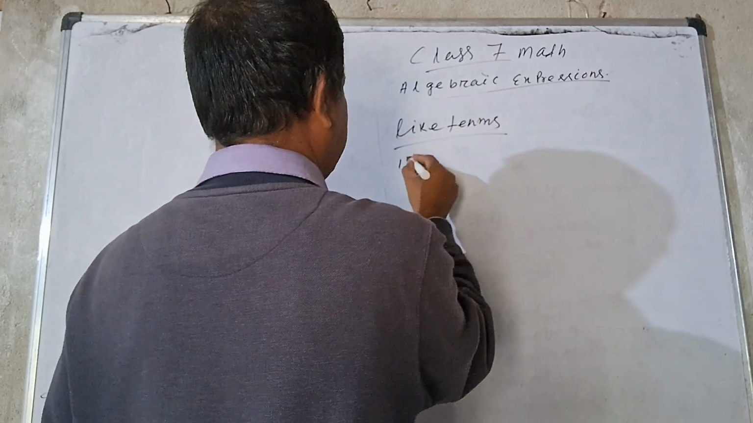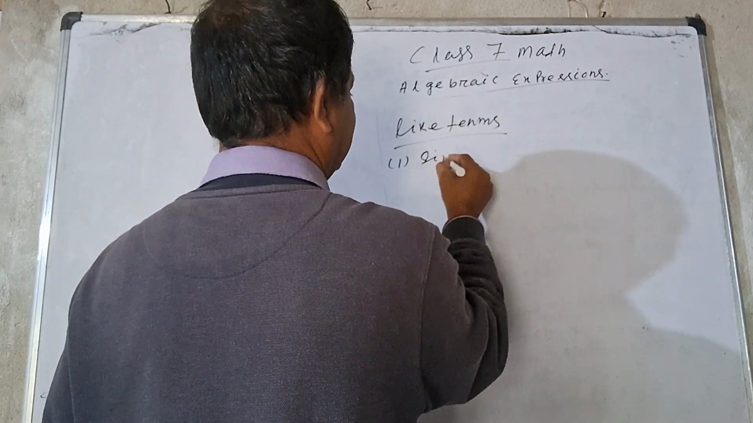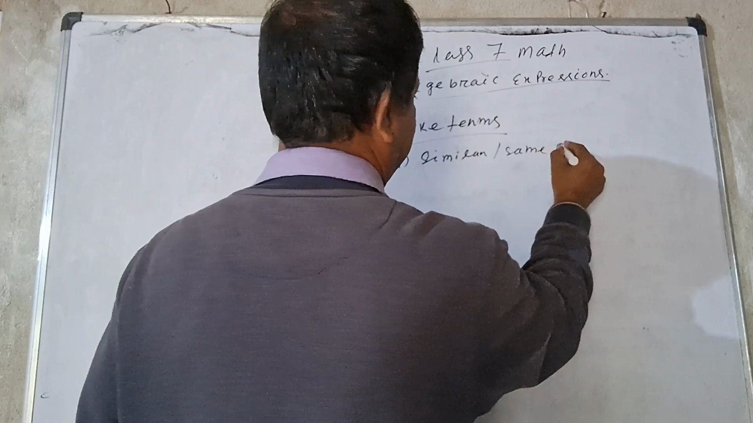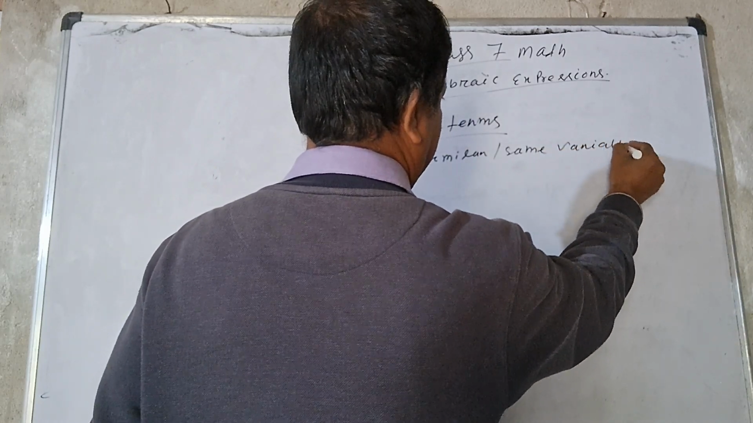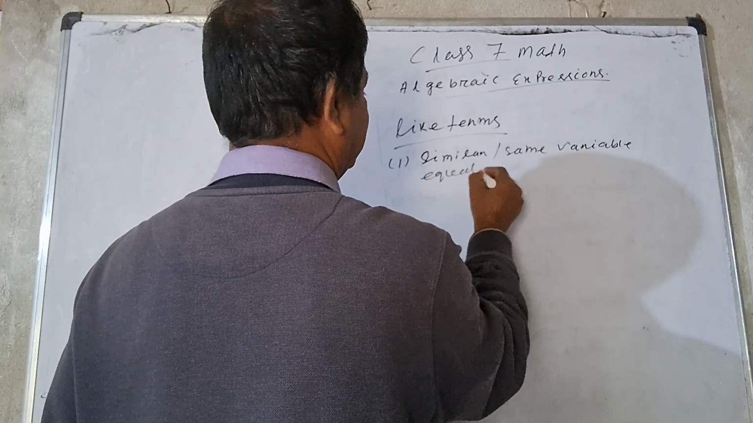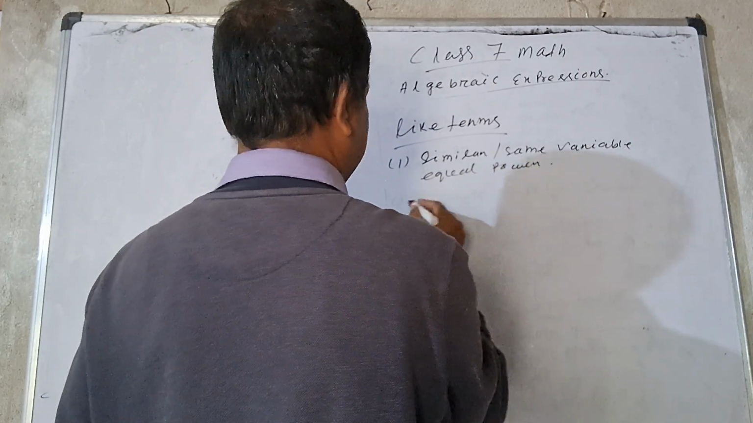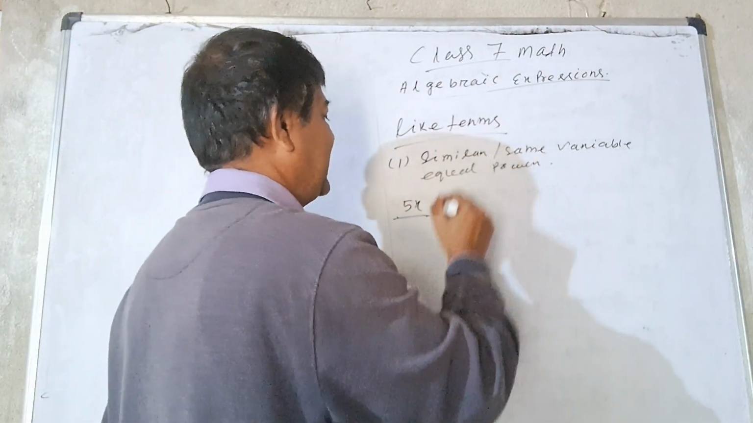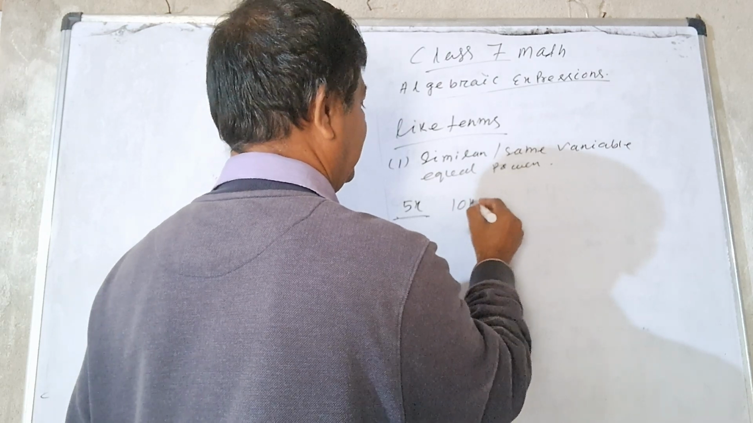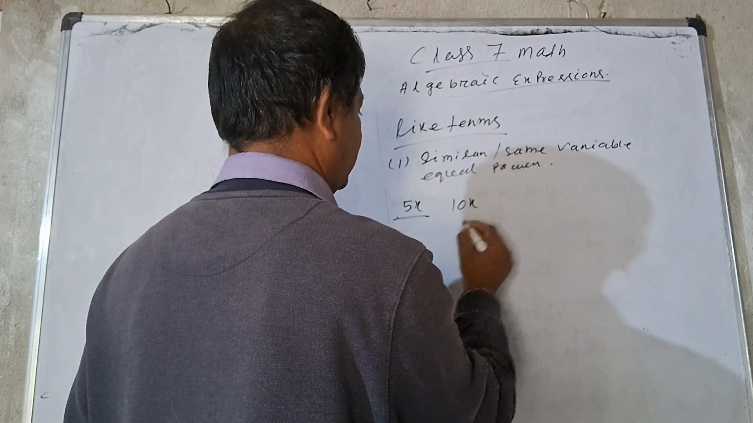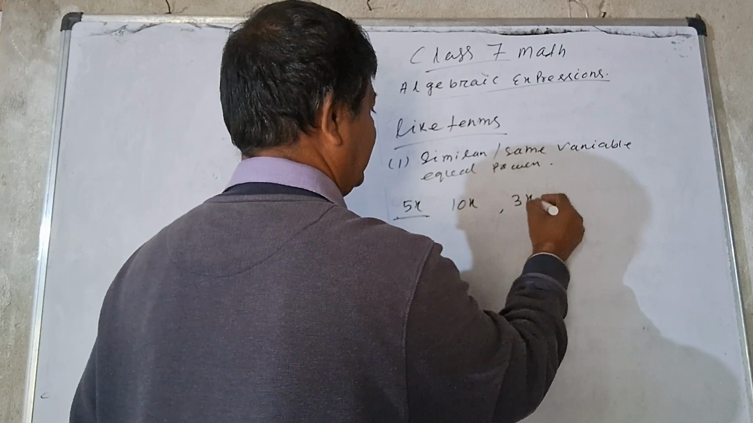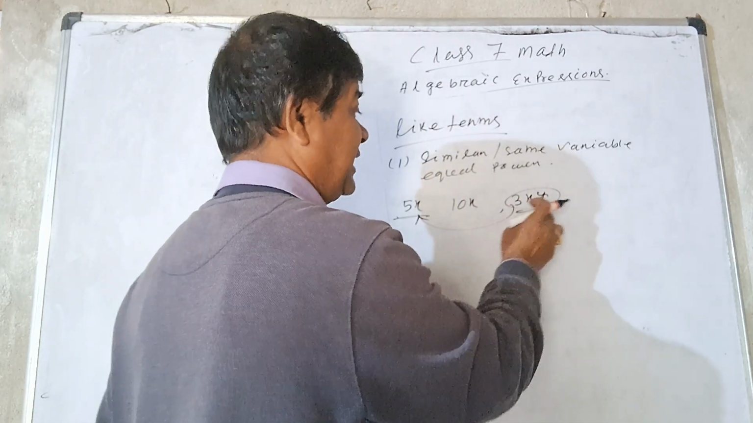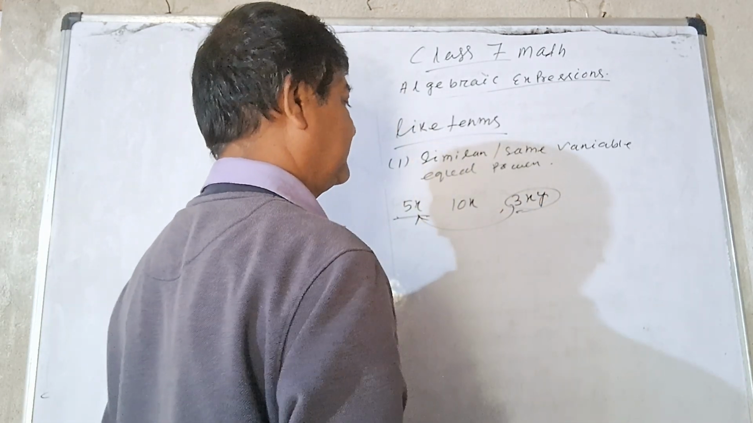Like terms: first, you need the same or similar variable, and the powers must be equal. That means 5x and 10x are like terms. But 3xy is not a like term with 5x, because there are two variables, x and y.